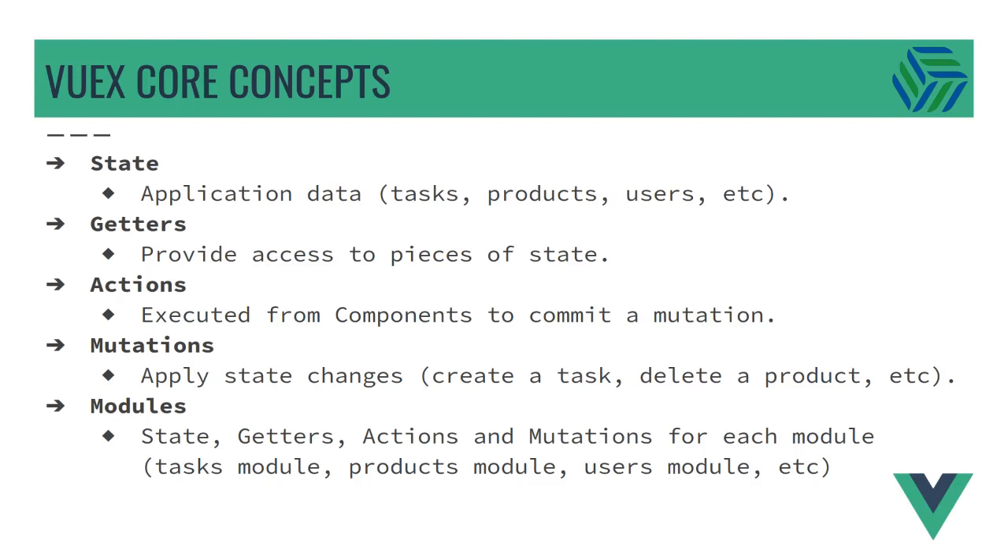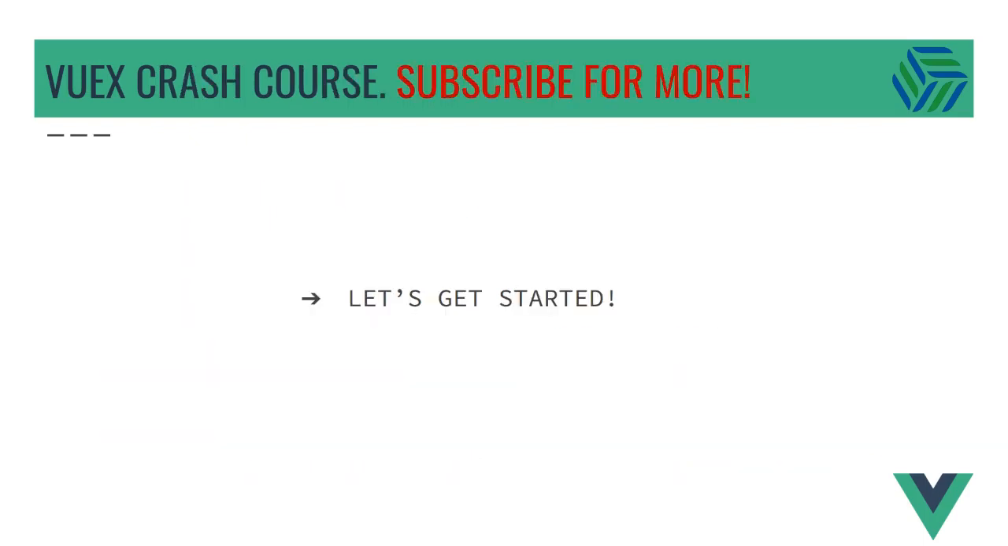And then we have modules where we are going to have state, getters, actions, and mutations for each module. In our case, we're going to have a tasks module where we're going to have a state for the tasks, getters for the tasks, actions to be executed on the tasks, and mutations to be performed on the tasks. So without further ado, let's get started.